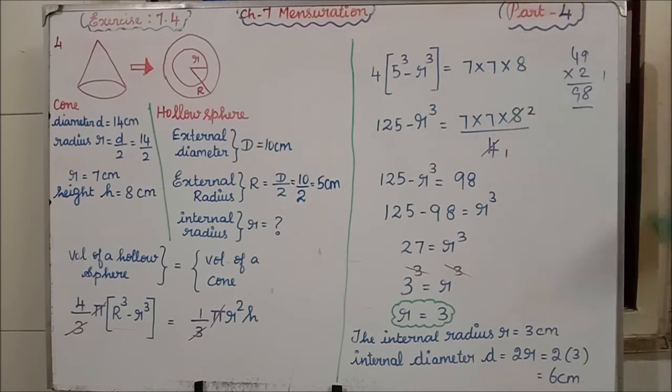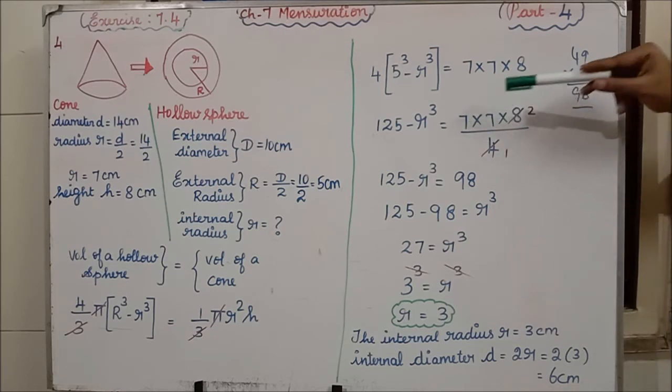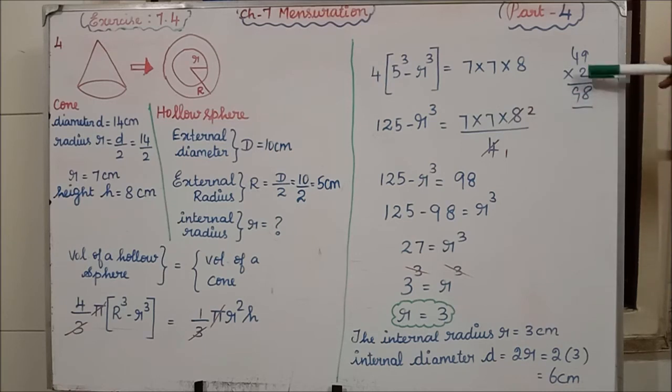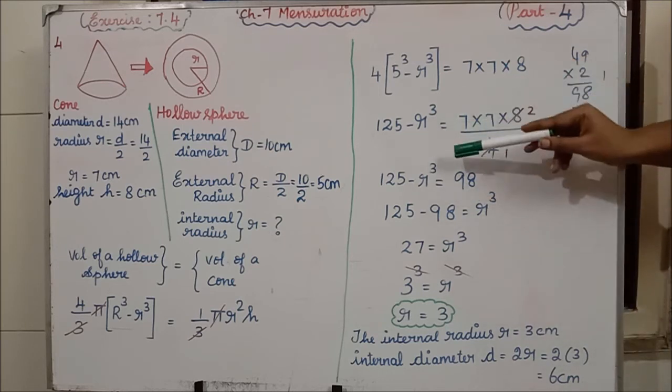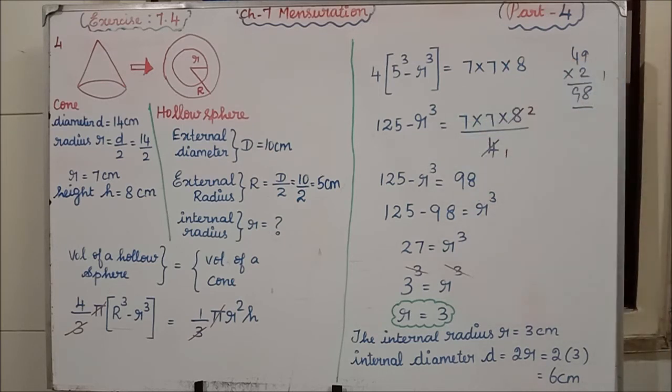That 4 I am dividing. Now 4 and 8 I am cancelling: 4 one times, 8 two times. Now 7 sevens are 49. 49 into 2, if you multiply, I am getting 98. So 125 minus r cube equal to 98.